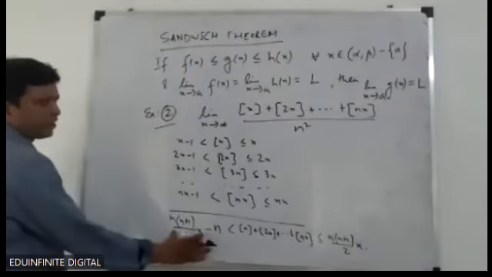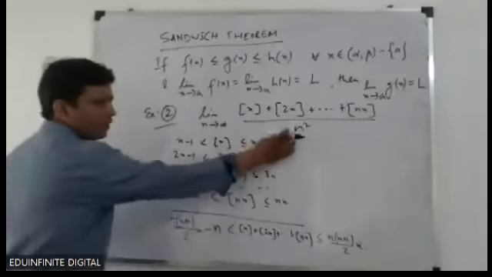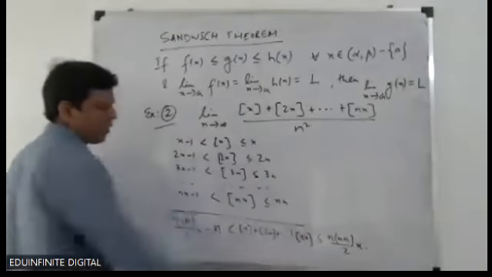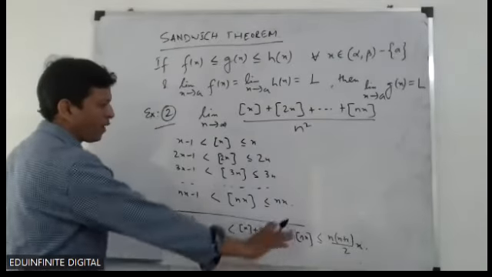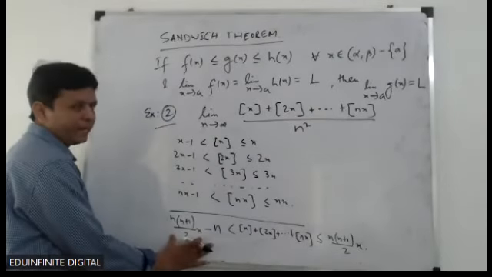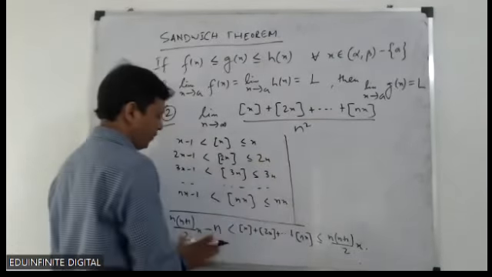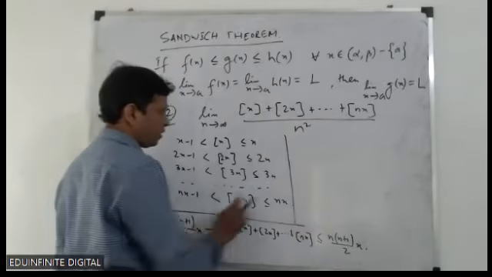Now, dividing throughout by n square. So what is your left hand limit? Let me check the limit of the left portion.